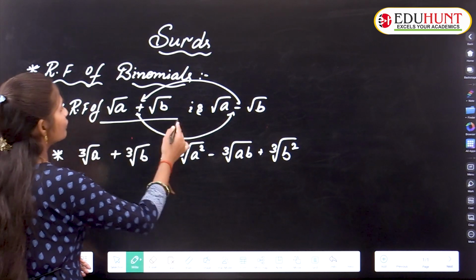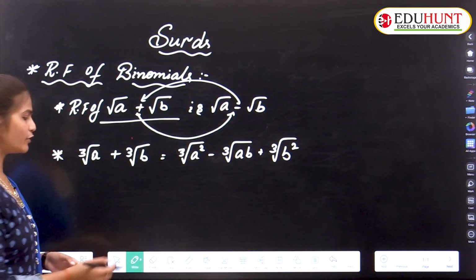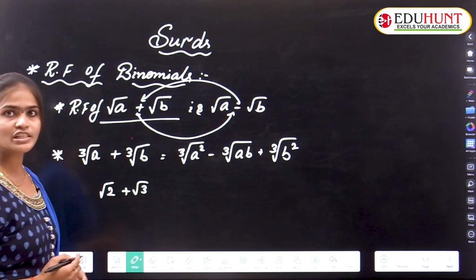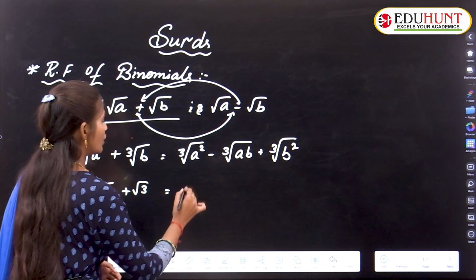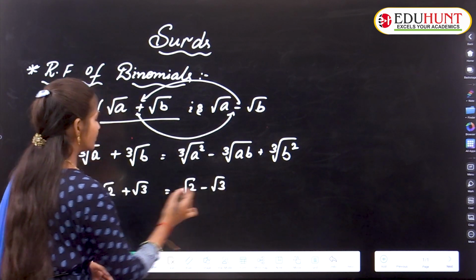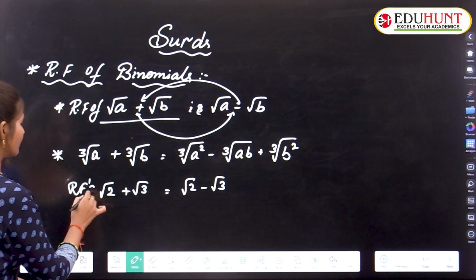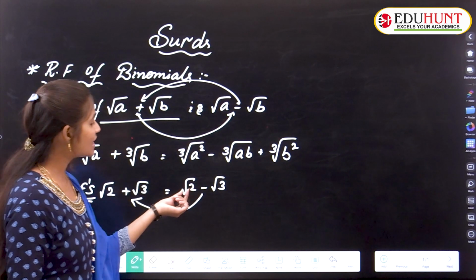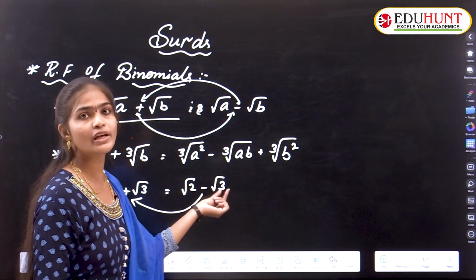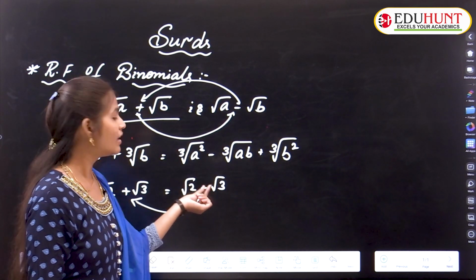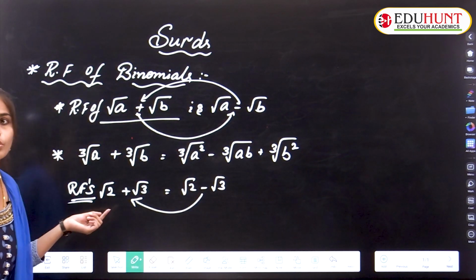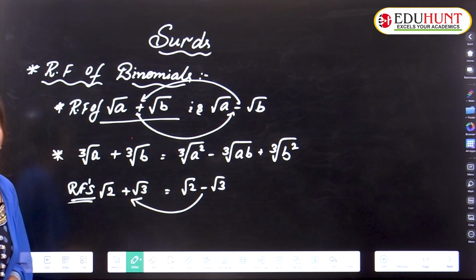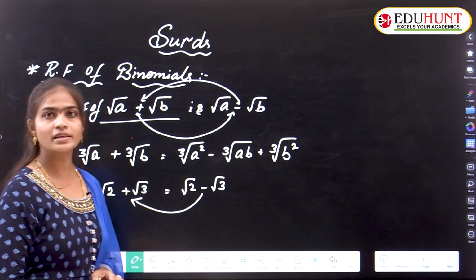So just one example for the rationalizing factors of binomials: root 2 plus root 3. Its rationalizing factor is root 2 minus root 3. Okay, and in the same way, vice versa, what is the rationalizing factor of square root of 2 minus square root of 3? We just have to change the sign, that is square root of 2 plus square root of 3. Okay, these two are rationalizing factors of each other. So up to here the Surds topic is completed.